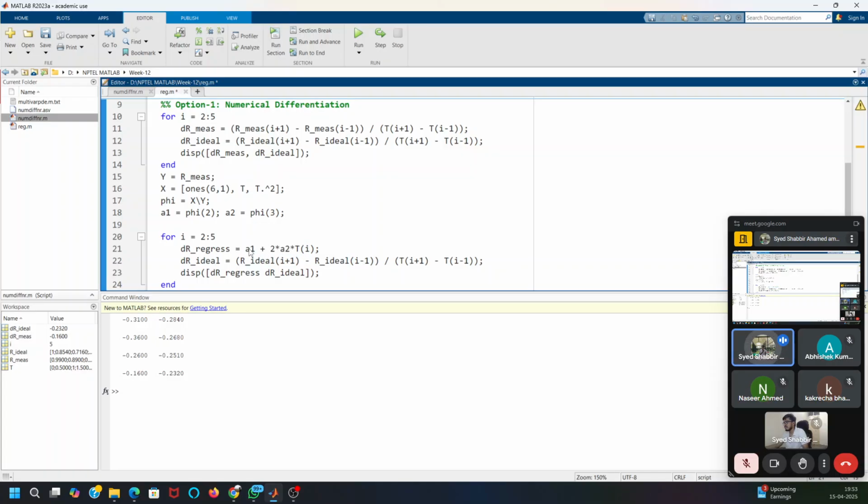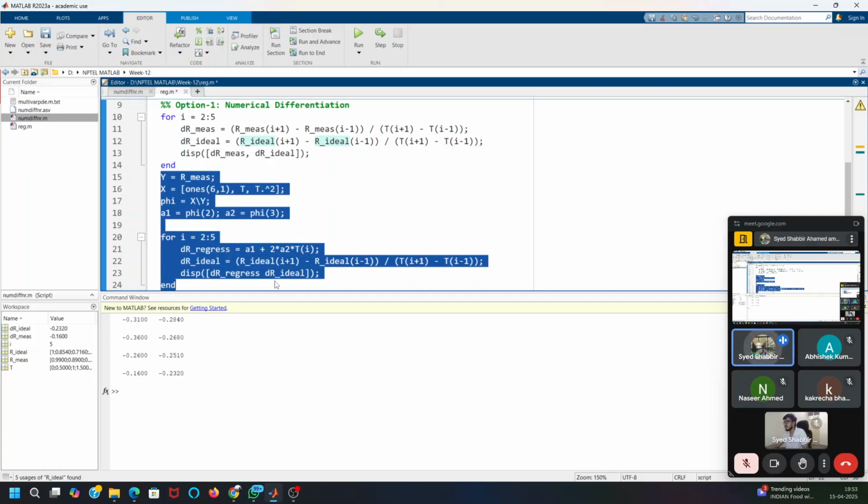So a0, if you differentiate a0 with respect to x, then it's 0. And if you differentiate a1x with respect to x, we'll get a1. And if you differentiate a2 times x squared, or here t squared, you'll get 2 times a2 times t. So that's what the differentiation is. And we'll also get the numerical differentiation of our ideal or theoretical values.